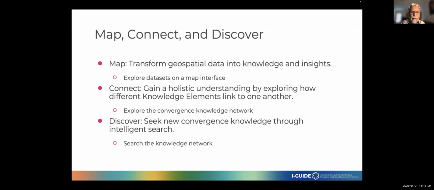So you have basically various knowledge elements on the platform. You can explore them, and you have convergence knowledge networks that you can see. If you click on connect, you will see a graph of how these knowledge elements are connected to each other. And with discover, you can find knowledge elements through intelligent search, through our smart search and iGuide AI capabilities.